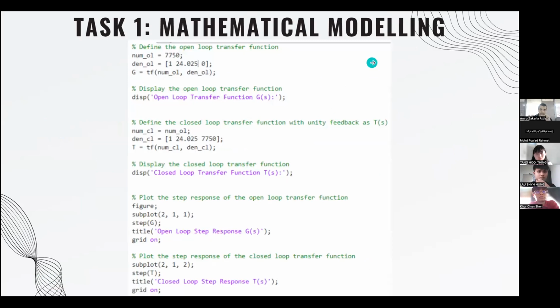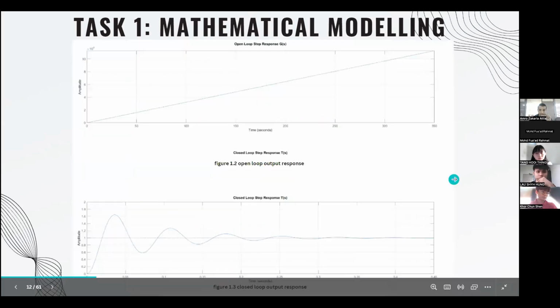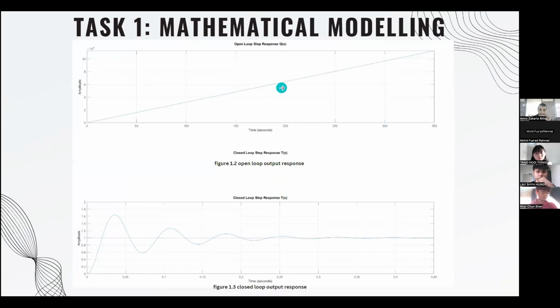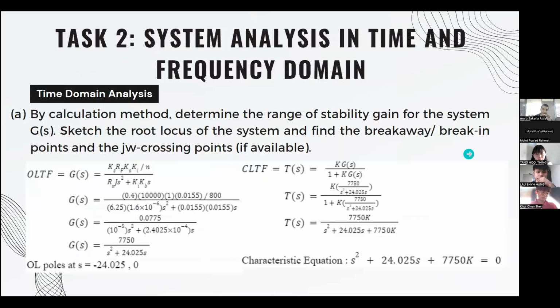Then we plot this open loop and closed loop in MATLAB. We just define the numerator and denominator, we get the transfer function, and then we display it. The same thing with the closed loop. We put the coefficients in the numerator and denominator, and then we do the subplot, and we get this result. This is the open loop, and the lower one is the closed loop output response. And for the system analysis, the frequency domain will be represented by Ms.